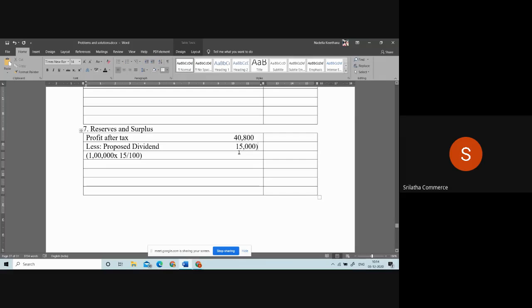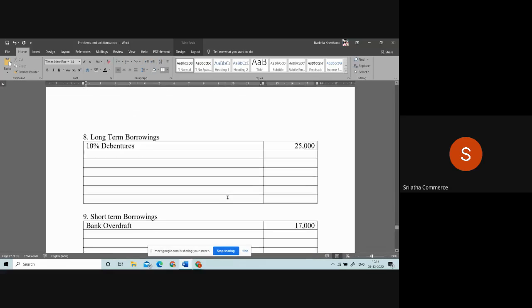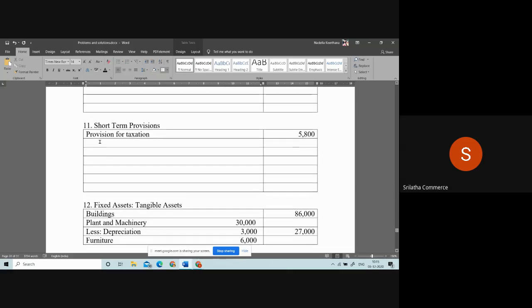Any amount shown in brackets means it is to be deducted. The next adjustment is where we take this dividend under short-term provisions, 15,000 under short-term provisions, proposed dividends 15,000.